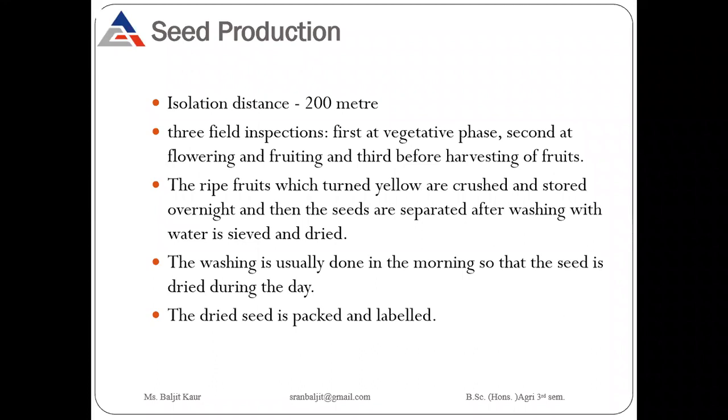And at the time of flowering and fruiting, the field inspection is done, and during this inspection we have to notice that flowering is complete, the fruits are of proper size, the quality of fruits is good, the color of fruits is good. So if there is any misshapen fruit or any kind of disease, we have to pluck those fruits, and we have to bury those fruits.